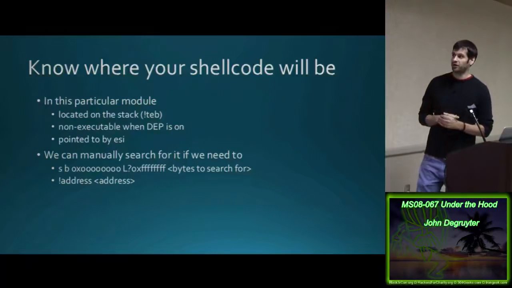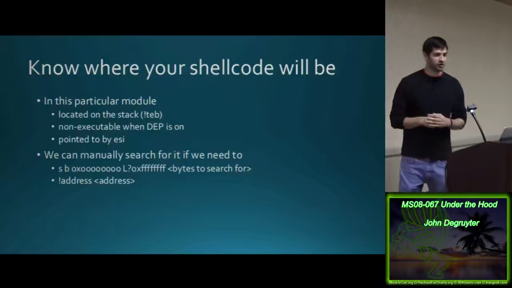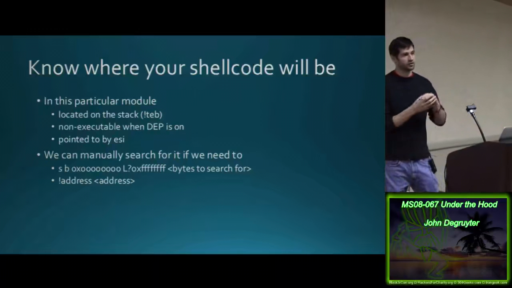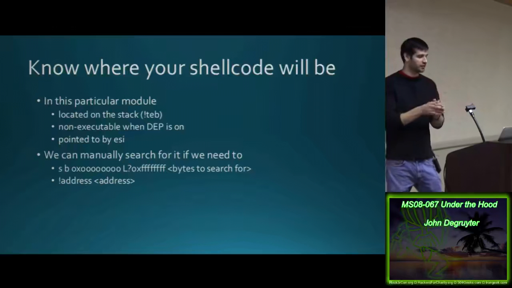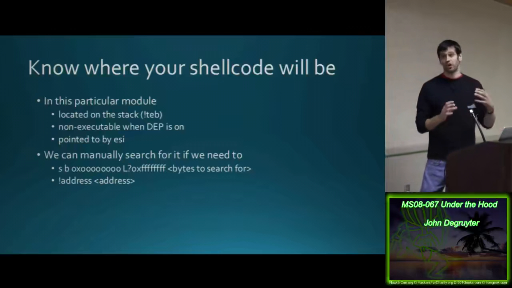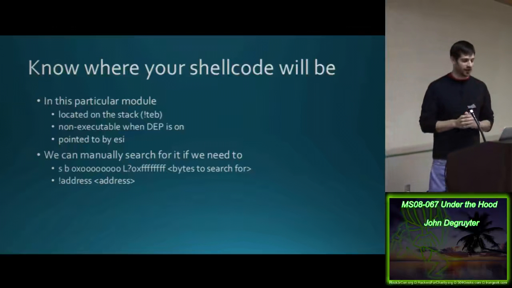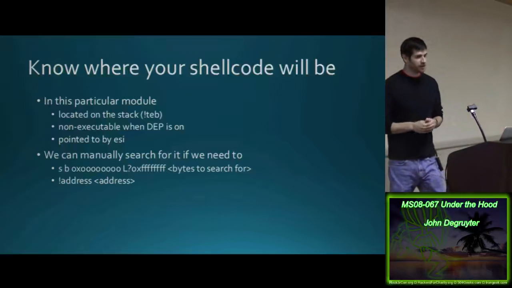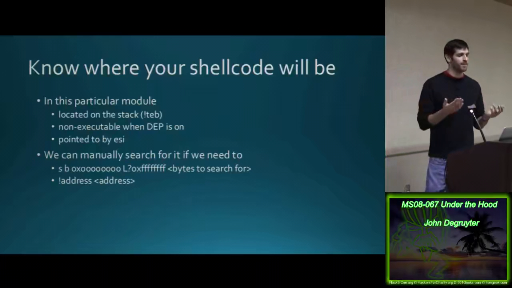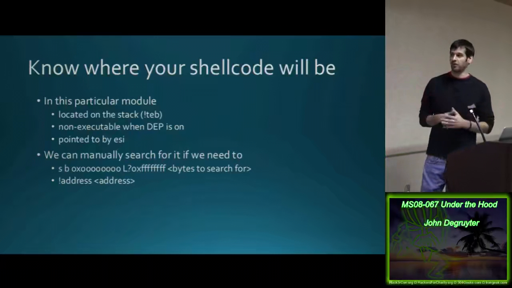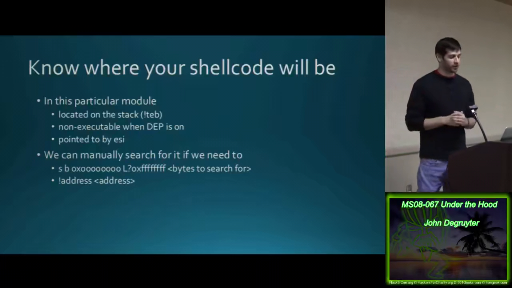And in WinDebug, you can do bang TEB to look at the thread environment block, and it'll tell you some information about the thread and show you the base address of the thread stack and the end address. And you can just verify that where your shellcode's at falls between that. And at the time of memory corruption, we can also do a search like we looked at before and search the memory for that process and look for our shellcode manually, maybe if it doesn't fall in the right spot.